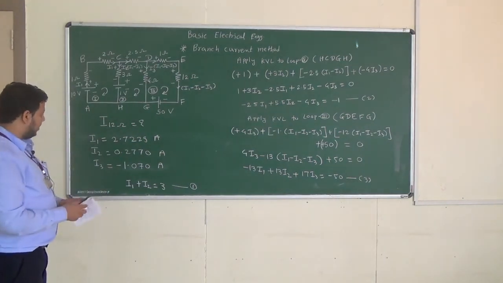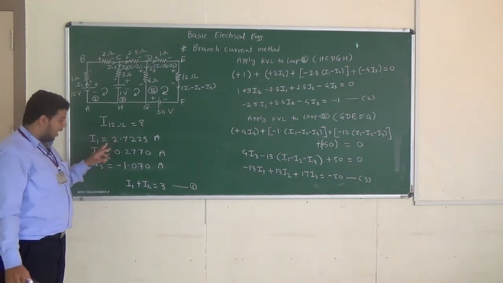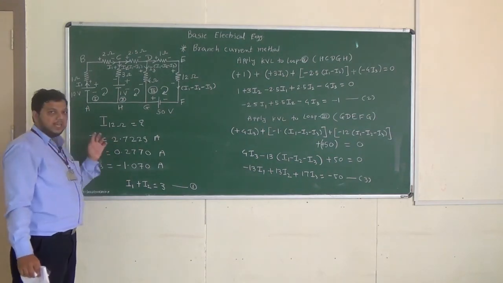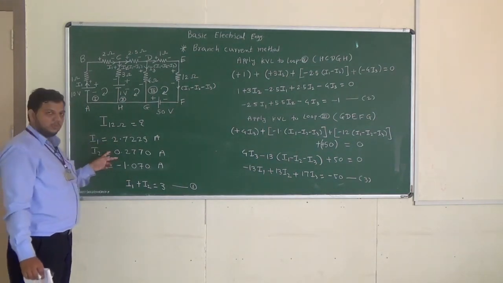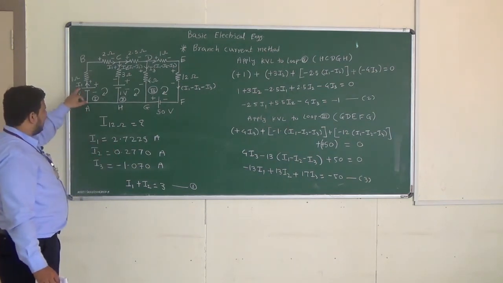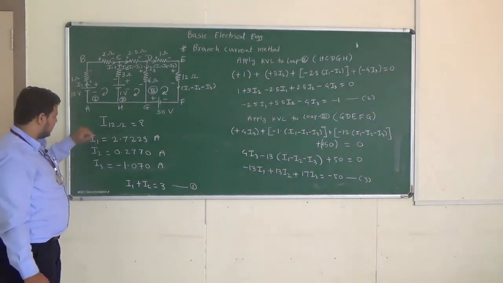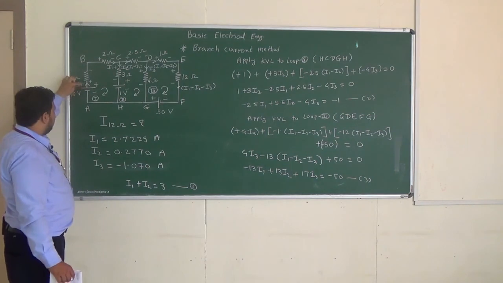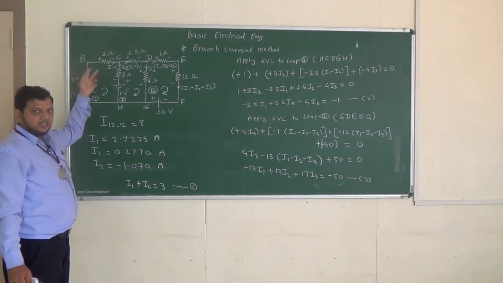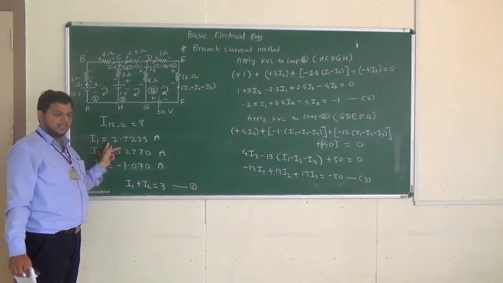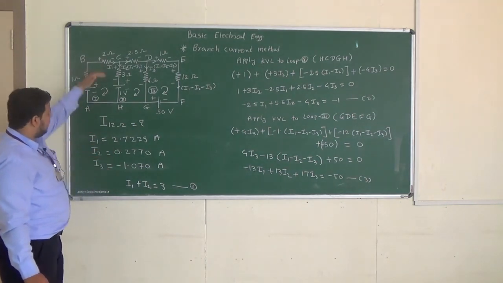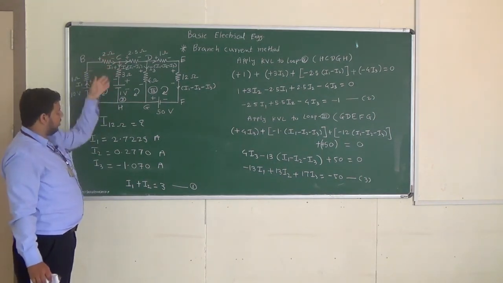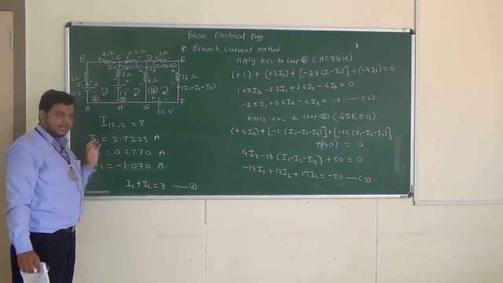Now here a very important thing: I1 we are getting as positive, I2 we are getting as positive, but I3 we are getting as negative. Now what is the meaning of positive sign and negative sign? Whenever we get the positive sign, it means whatever assumption we have made is correct. For example, we assumed I1 is flowing from A to B, or that this particular battery is discharging. That assumption is correct because here there is a plus sign. Then I2 is also positive, that is, current I2 flowing from C to H is also correct because here we are getting a plus sign.